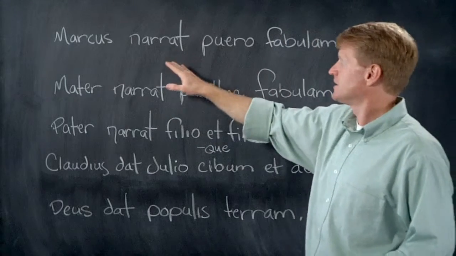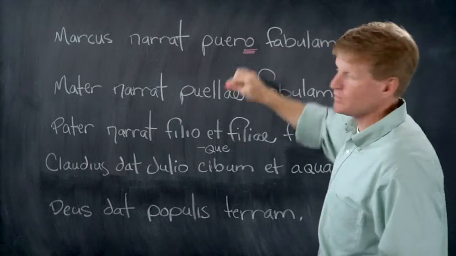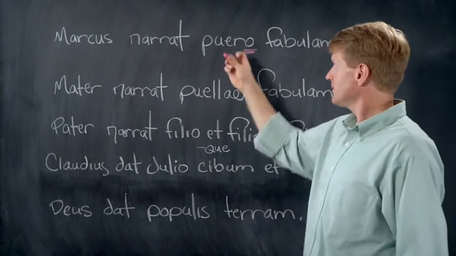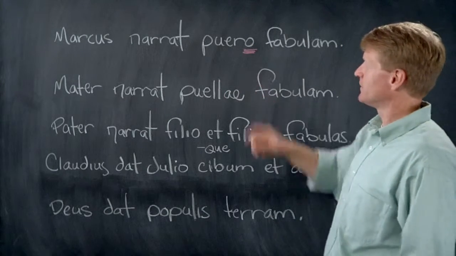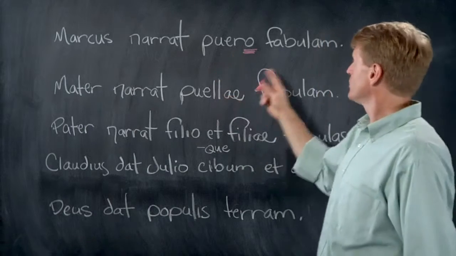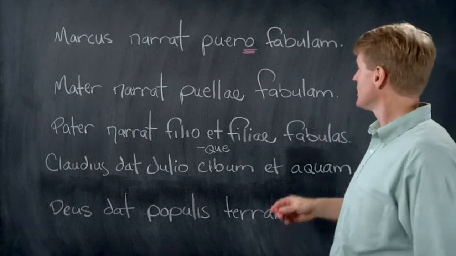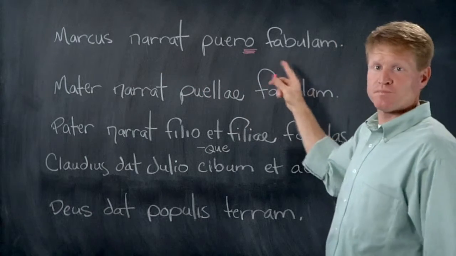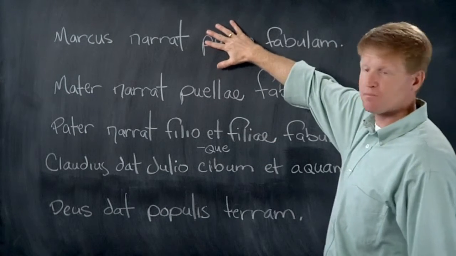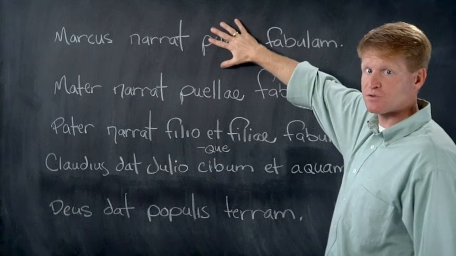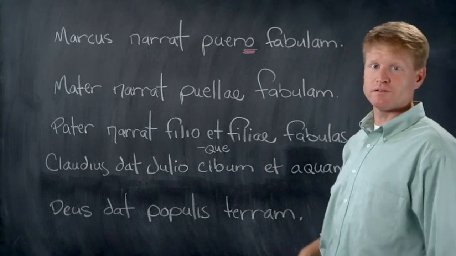Marcus narrat puero, we don't even know what he's telling yet, but whom is he telling it to? The puer. The puer is the indirect object, and we already know that because of the ending. Marcus narrat puero fabulam. Fabula means story. This is where we get fable and fabulous. Or, without the indirect object, Marcus narrat fabulam. Marcus tells a story. But to whom does he tell the story, everybody? Puero. To the boy.